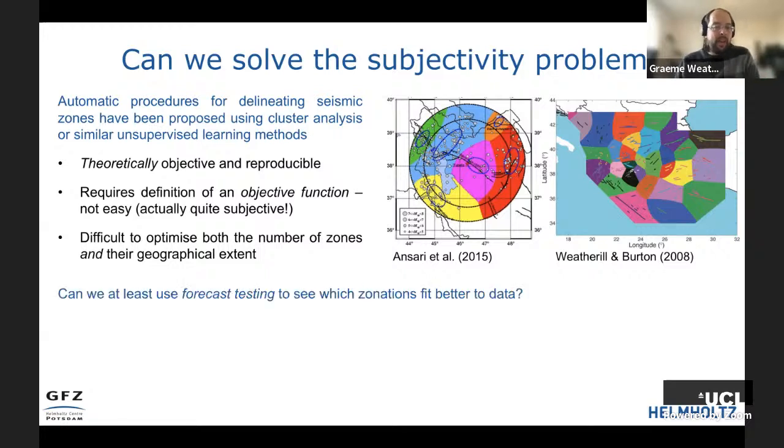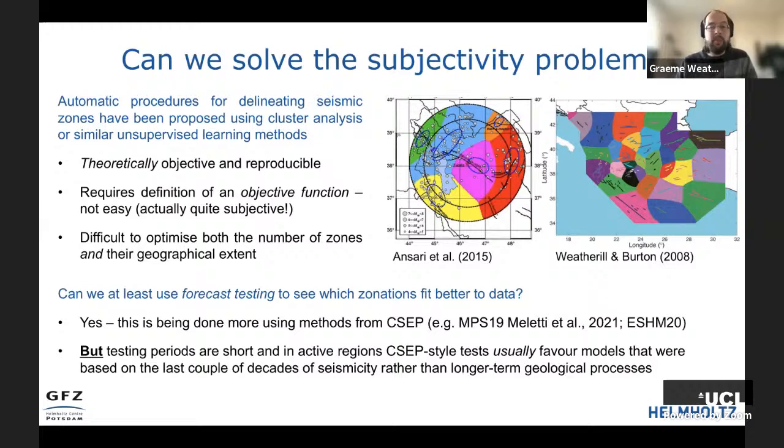So if we can't automate this process or make this reproducible, can we at least use forecast testing to see which zonations fit the data better? And the answer to that is yes, this is being done more in practice using methods from the Collaboratory for the Study of Earthquake Predictability, or CSEP. And this has been used in recent models in Italy and in Europe. But there is a caveat to that, which is that testing periods are usually quite short, only a matter of a few years.